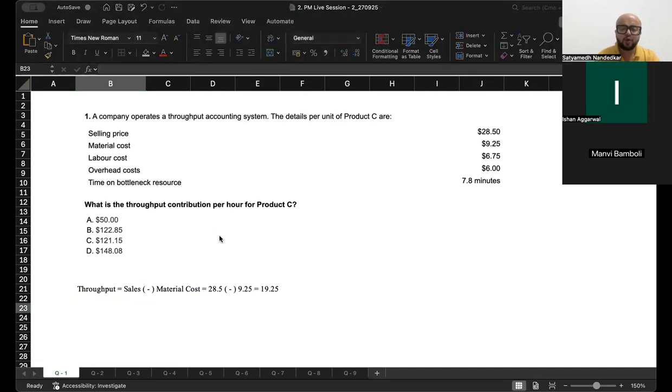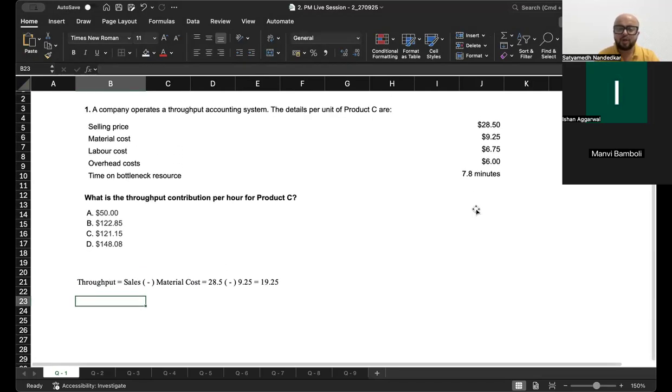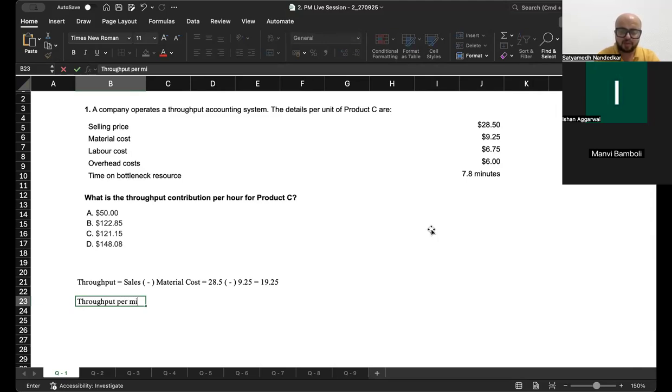If I have to calculate throughput contribution per hour, how will I calculate that? See, the time on bottleneck resource is 7.8 minutes. So, can I get throughput per minute? How will I get that? 19.25 divided by 7.8. But if I want throughput per hour, how will that be? 19.25 upon 7.8 into 60.